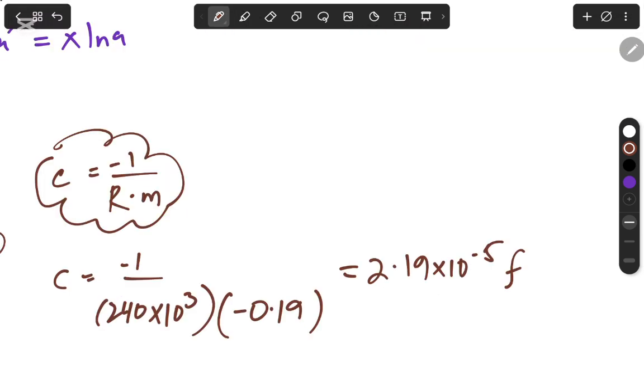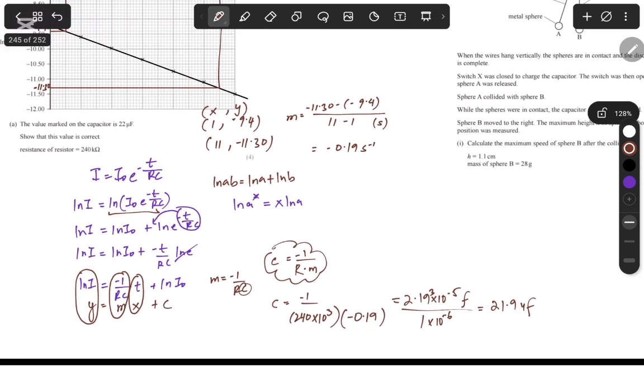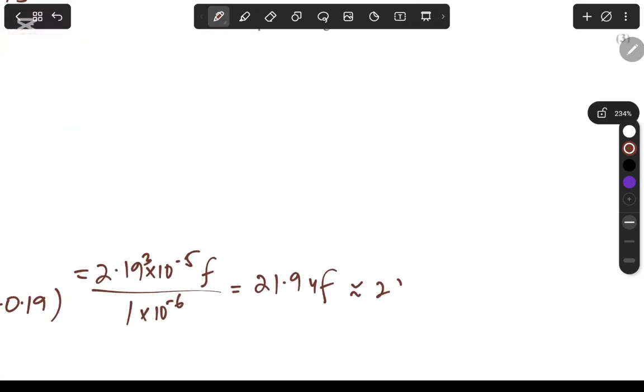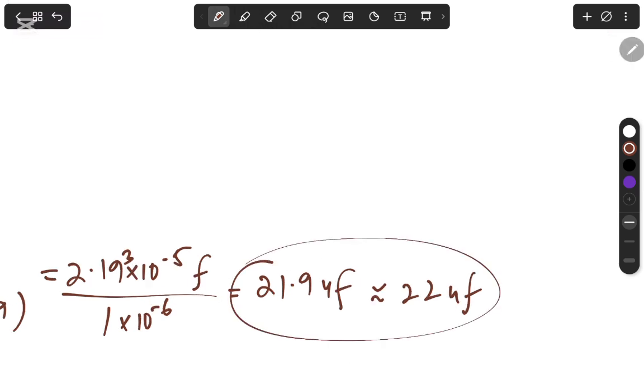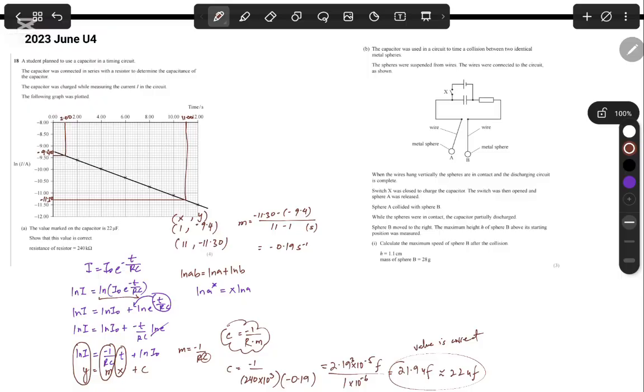That's going to give me 2.913 times 10 to the raised power of minus 5 farads. I'm going to divide that by 1 times 10 to the raised power of minus 6 to convert it to microfarads. And that's going to give me 21.9 microfarads, which is approximately 22 microfarads. Okay, so that's the answer. So the value is correct. Right, so that's the answer to part A.